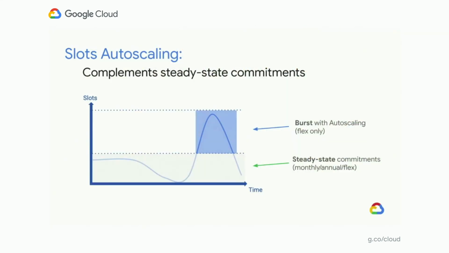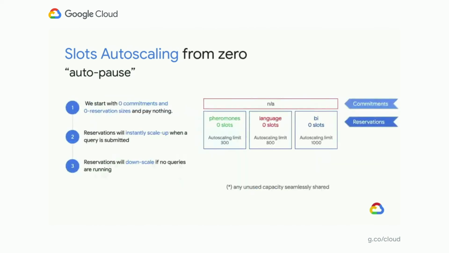So how does autoscaling work with steady state capacity? Well, you can purchase monthly, annual, or flex commitments and keep them as steady state capacity that is always there, that's guaranteed for you. And then you can turn on autoscaling on top of it to provide burst. And it's managed for you. Autoscaling only kicks in when necessary. How do you pay for it? Well, what we do is we purchase flex slots for you. So autoscaling underneath the hood uses flex slots, and you pay the flex slots rates.